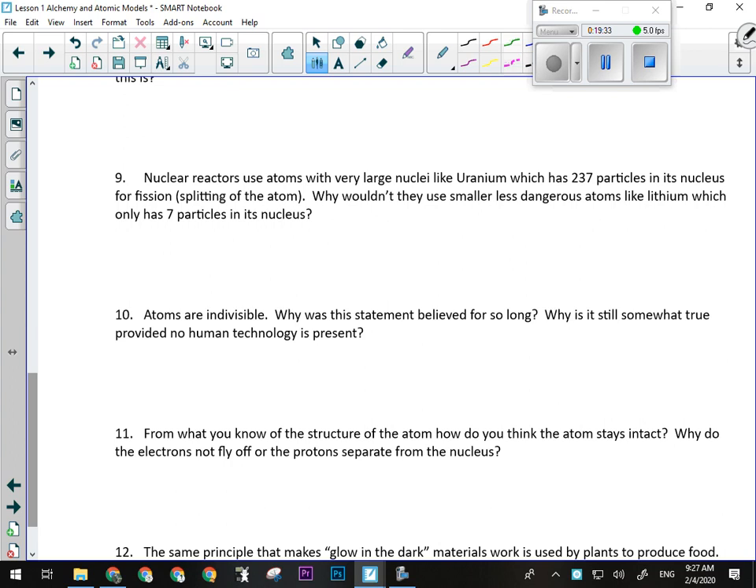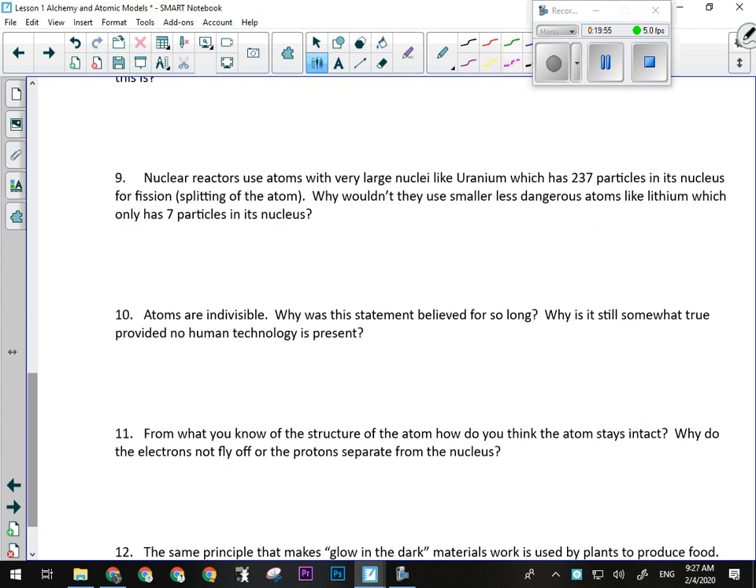Atoms are indivisible. Why was this statement believed for so long? Why is it still somewhat true provided no human technology is present? Because even today, you still need super precise and super thin and sharp things to split the atom, so it's technically impossible without a machine helping you with that.